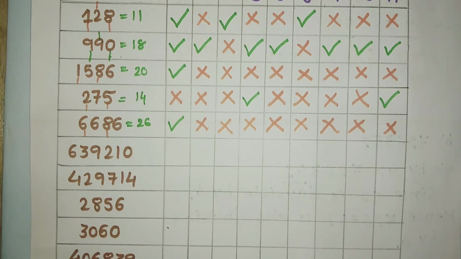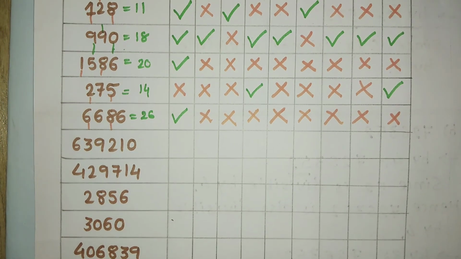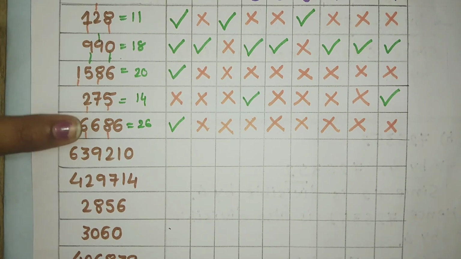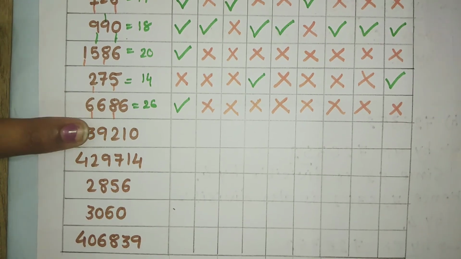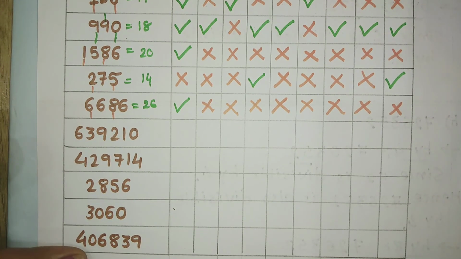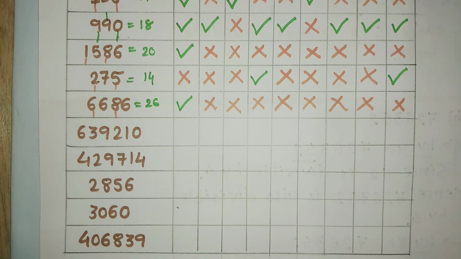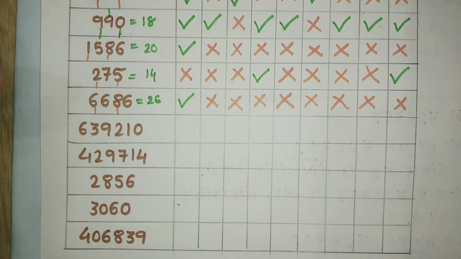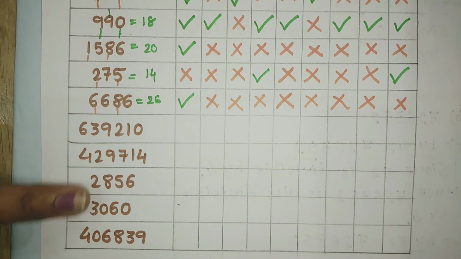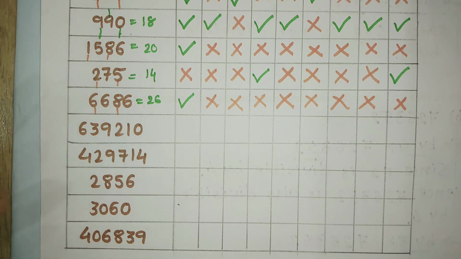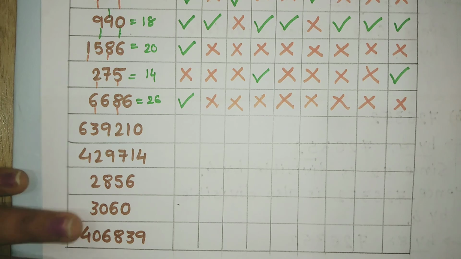As you have seen, we have done 1, 2, 3, 4, 5. The remaining 1, 2, 3, 4, 5 you have to practice by yourself. There is no meaning if I solve all these sums and show all the divisibility checks. You have to do the remaining ones, and then you can verify your answers with these answers.